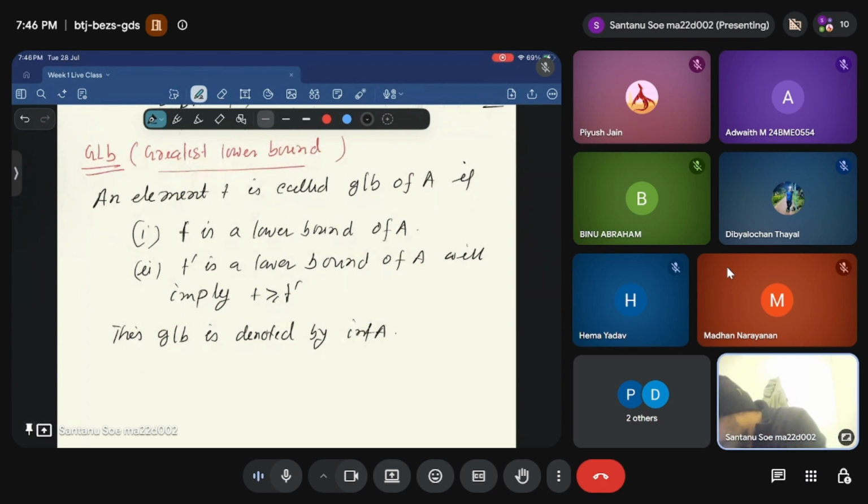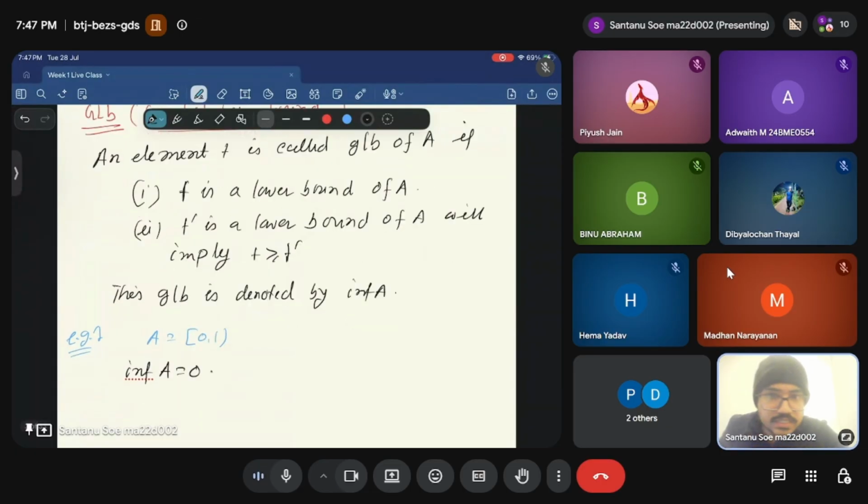Okay, so if you take this example again, that is A, closed 0, open 1, then infimum of A is 0. By the same logic as supremum was 1, if you take any other lower bound, 0 will always be greater than or equal to that lower bound. So that's why infimum is 0 in this case.